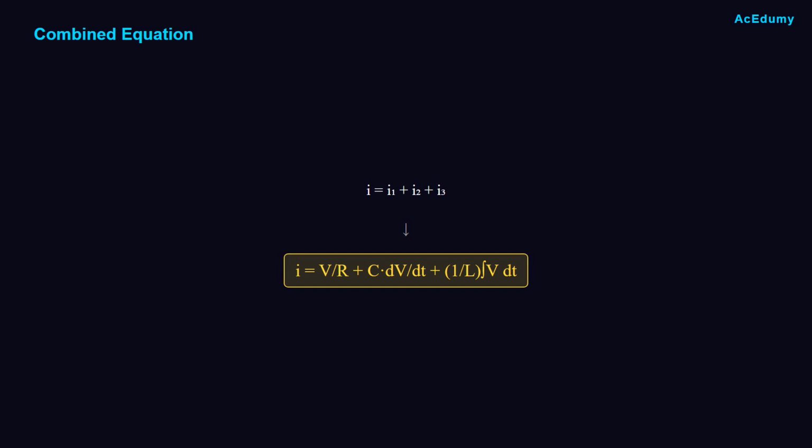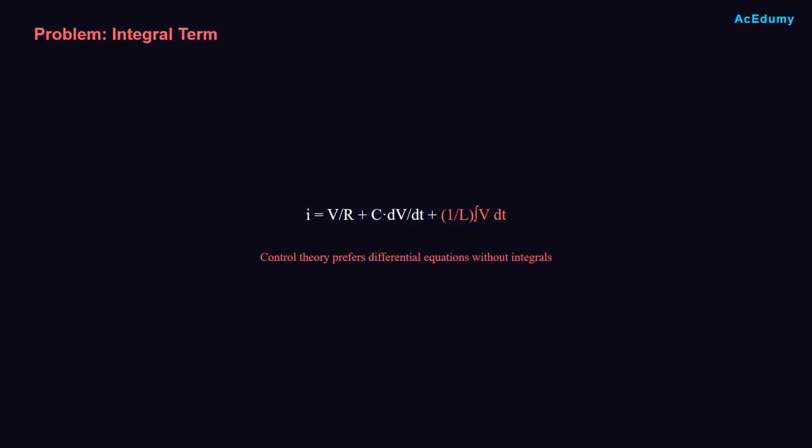Let's write our complete equation. The main current I equals the sum of all branch currents, V over R plus C times dV over dt plus 1 over L times the integral of V dt. There's a problem with this equation. In control theory, we prefer to work with differential equations, not integral differential equations. That integral term makes analysis more difficult. We need to eliminate it.